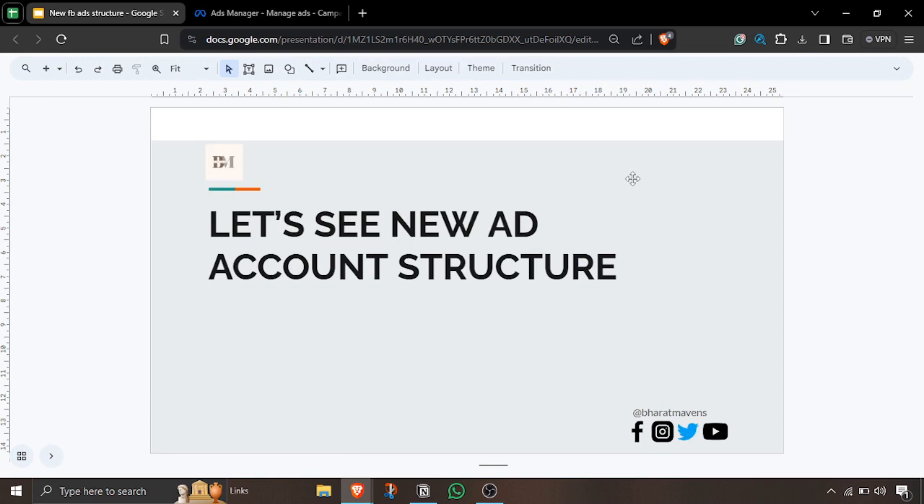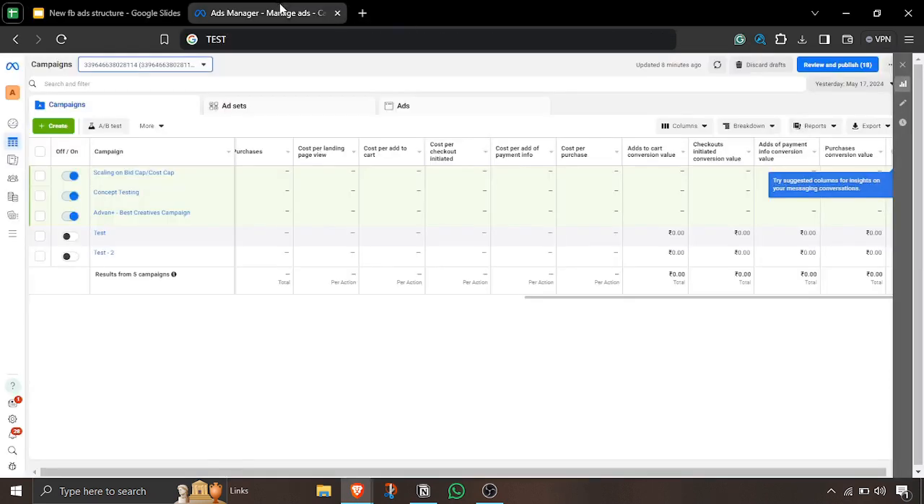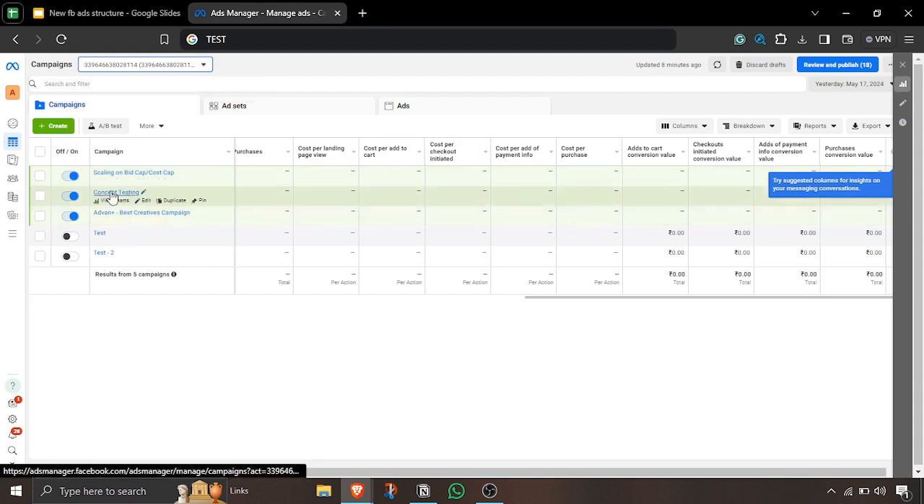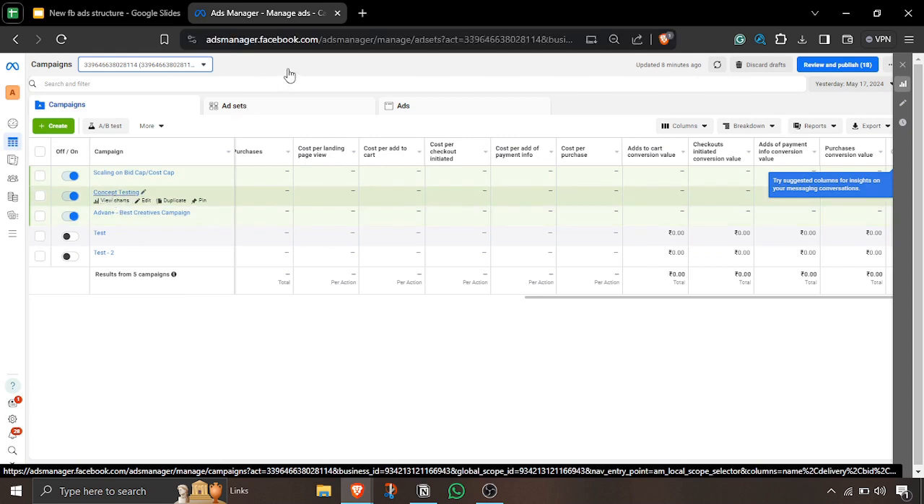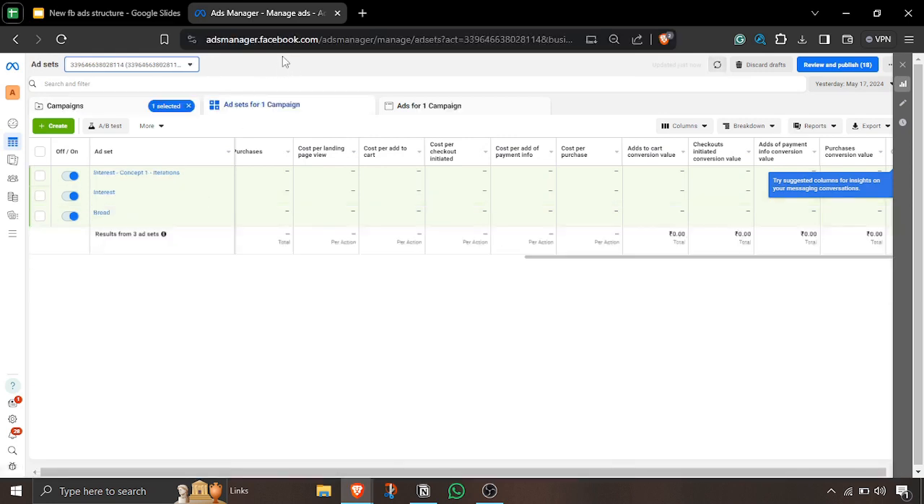Let's see our new ad account structure. This is concept testing, this is for scaling, and this is for best campaign, best creators. First, concept testing. Here we usually have two ad sets, one interest based and the other broad. Each creative is added in one broad and one interest ad set, minimum, and that's the maximum also. The same creative is added in one interest and one broad.